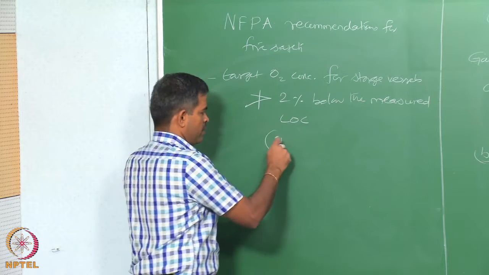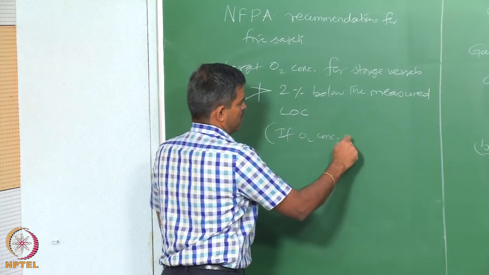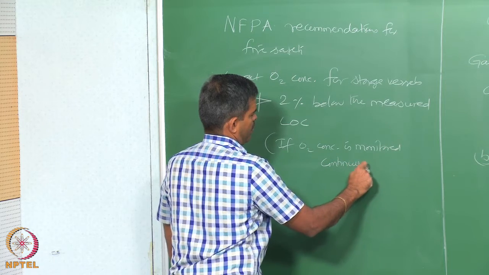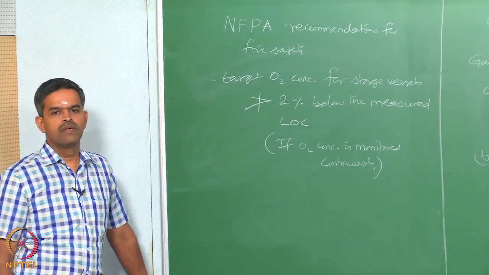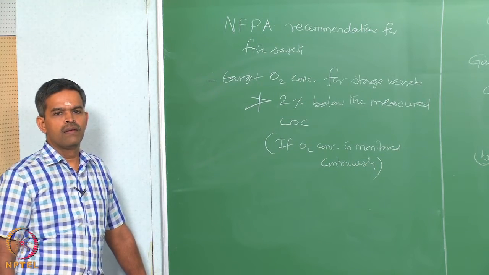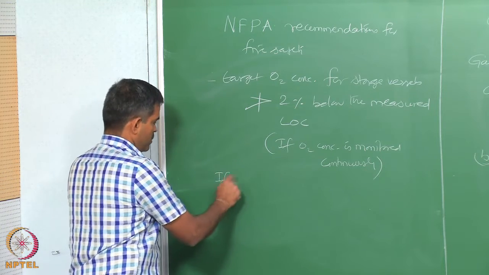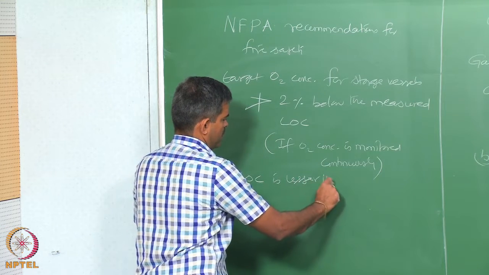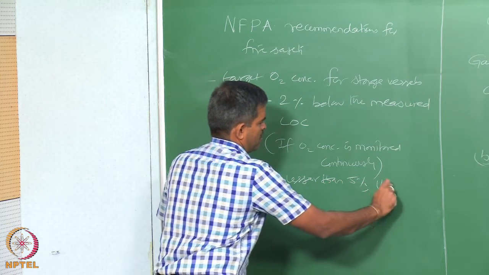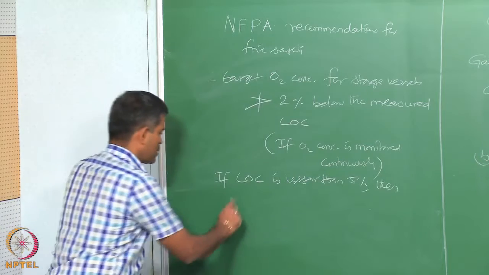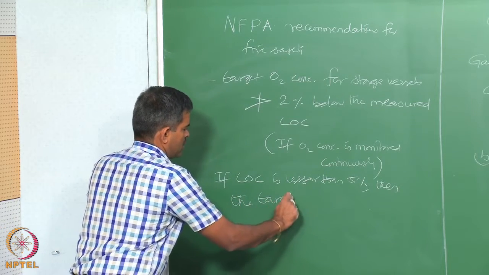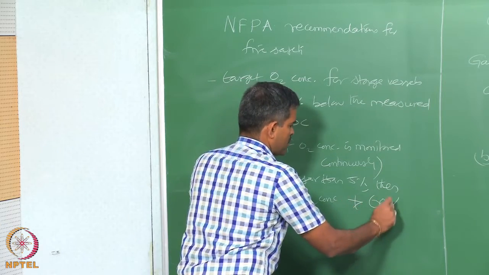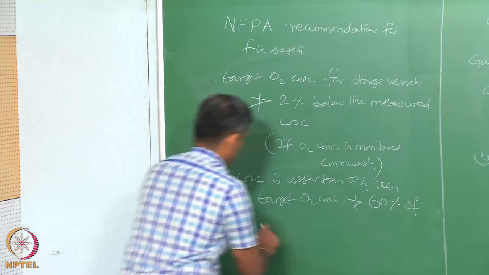This is true only if the oxygen concentration is monitored continuously. If the limiting oxygen concentration is less than 5%, then the target oxygen concentration should not exceed 60% of the LOC.